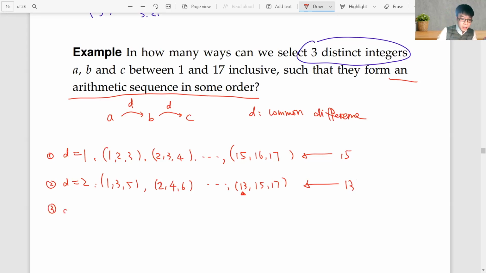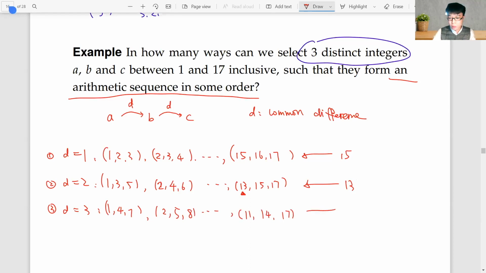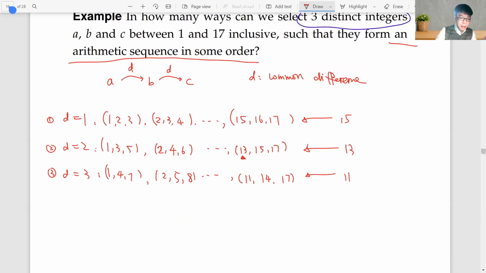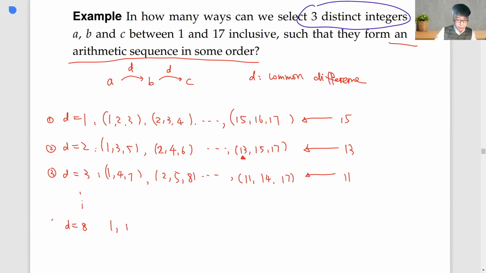Similarly, you can discuss D equals 3: 1, 4, 7, and 2, 5, 8, and up to finally 11, 14, and 17. So we have 11 cases, and actually you can find a pattern. Finally, let's consider the largest common difference. The largest common difference could be 8, because it's 1, 9, and 17. There's only one term. This is case 8.